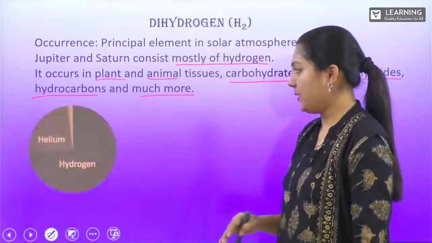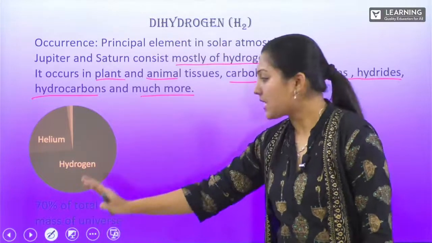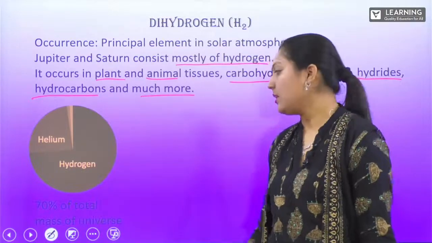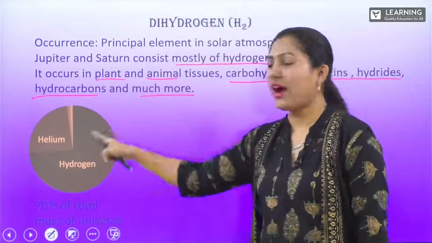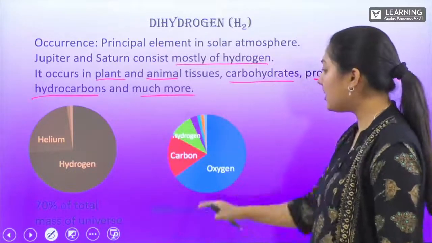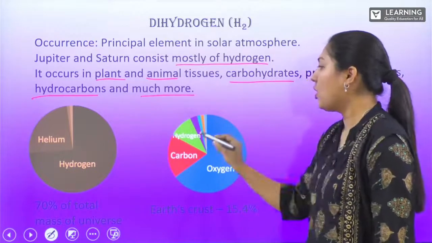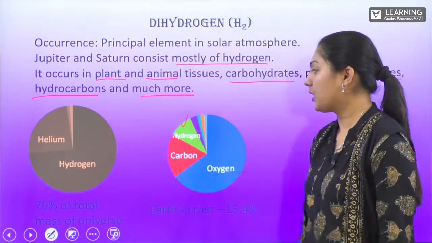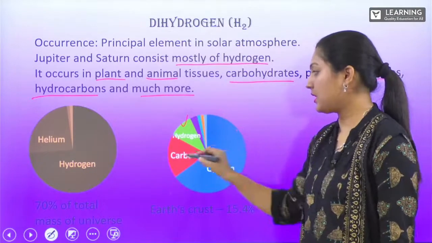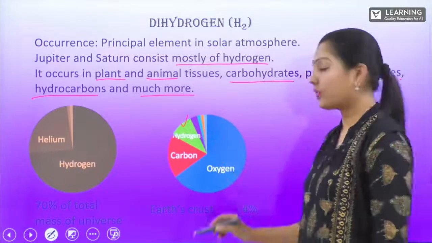We'll just check here. This is helium and hydrogen, where we find 70% of the total universe is made up of hydrogen. Got it? And if you see here, the earth crust has 15.4% of hydrogen. We know oxygen is abundant and carbon is there. With that, in the earth crust we have hydrogen 15.4%.